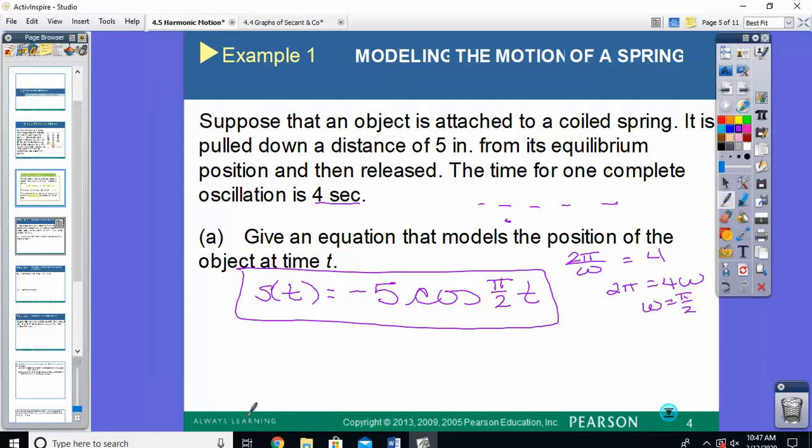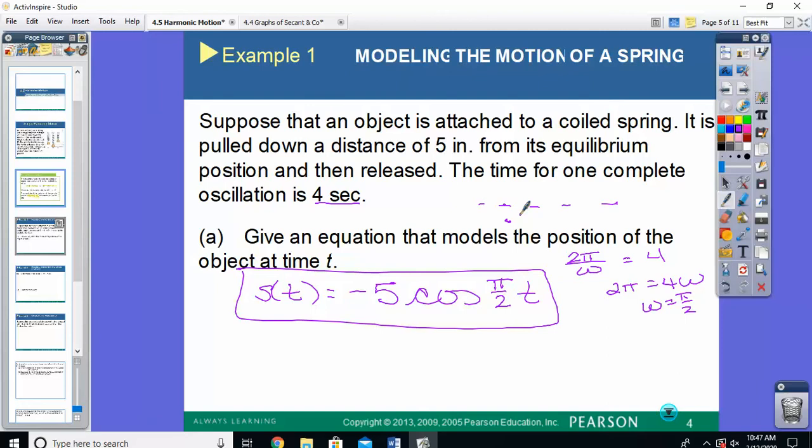Does that make sense to everybody? Okay, what doesn't make sense? How's it cosine when... If it's sine, it would have to start at 0. So because you've stretched the spring to begin, it wasn't starting at its 0 point. So it had to have been cosine. Remember, cosine always starts at its high point, and because it started at its low point, that's why it was a negative.